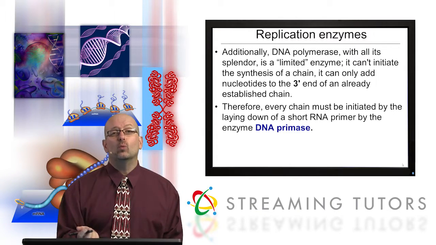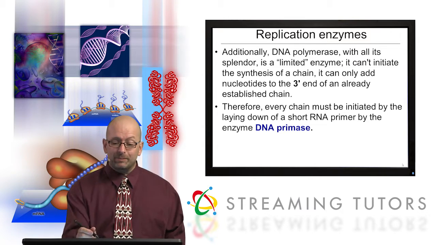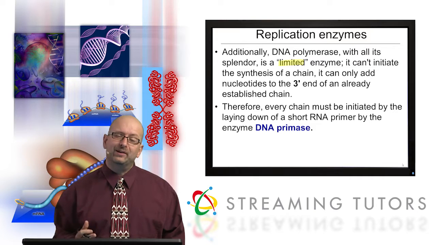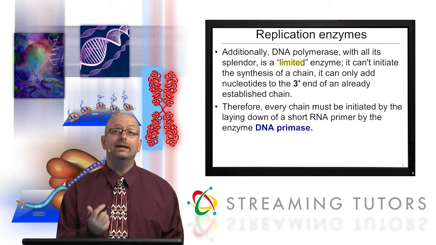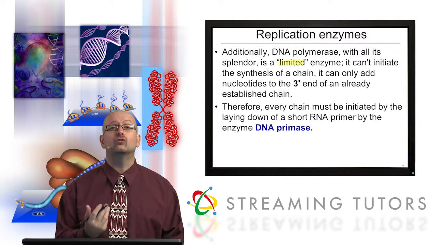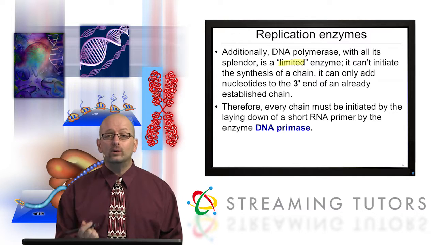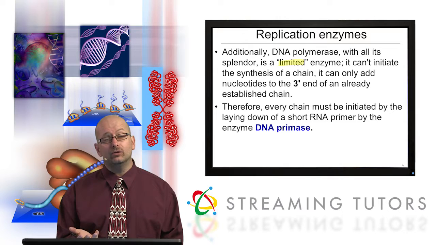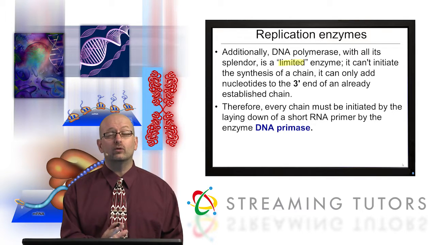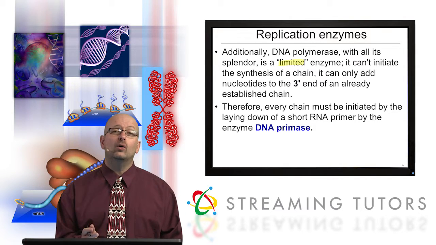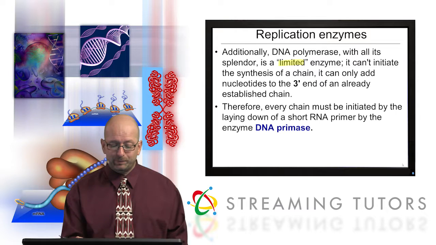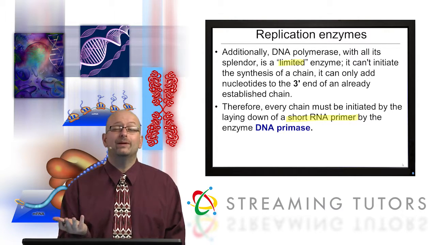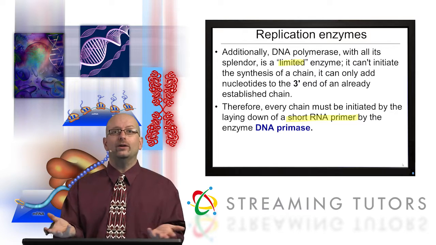DNA polymerase is a wonderful, great enzyme, but it's limited in a certain sense. Not only does it have to only go in one direction, it does not know how to initiate, to start off a chain. It can only add nucleotides to the 3' end of an already existing or established chain. It's one of the reasons I just showed you that. So every chain must be initiated by the laying down of a short RNA primer. Now this may just seem kooky. What's RNA doing in the middle of this?